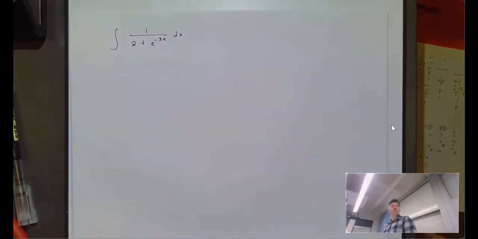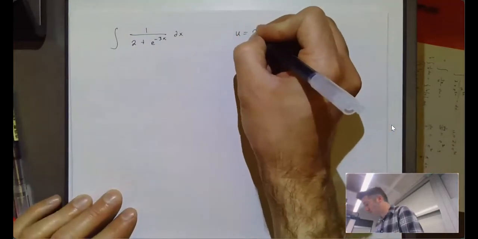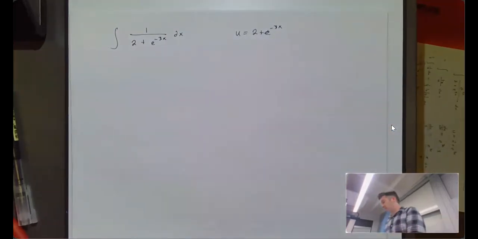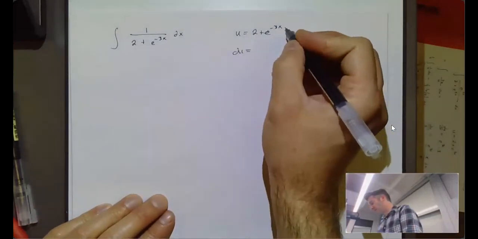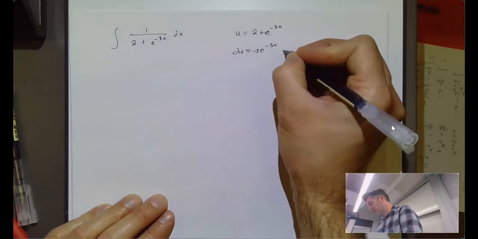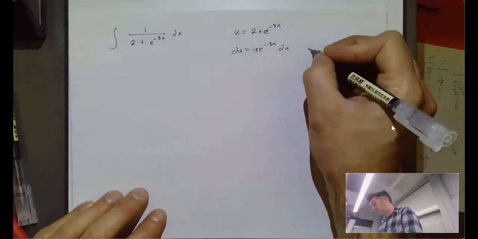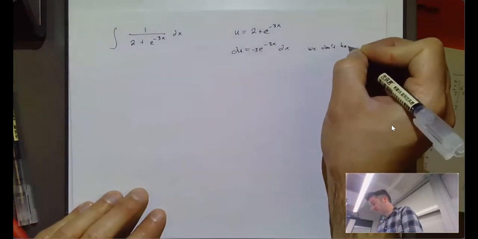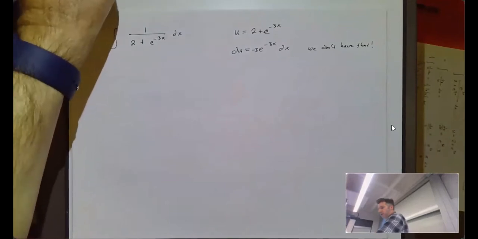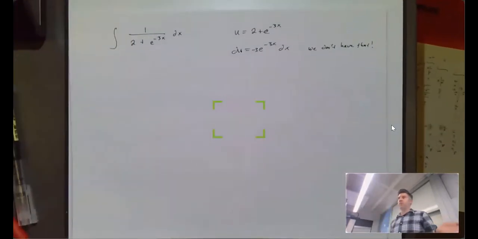Here, we might try letting u equal 2 plus e to the negative 3x. It's not going to work out. That's really the only decent choice we have. But if we try that, the derivative is going to be e to the negative 3x times the negative 3, and then the dx at the end. And we don't have that. So this particular type of integral requires what I refer to as a trick, meaning you probably wouldn't know how to do it unless you've done it one time before.